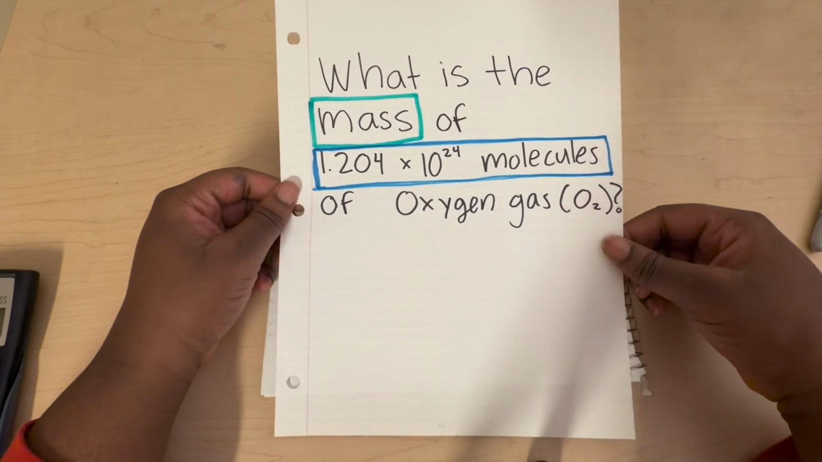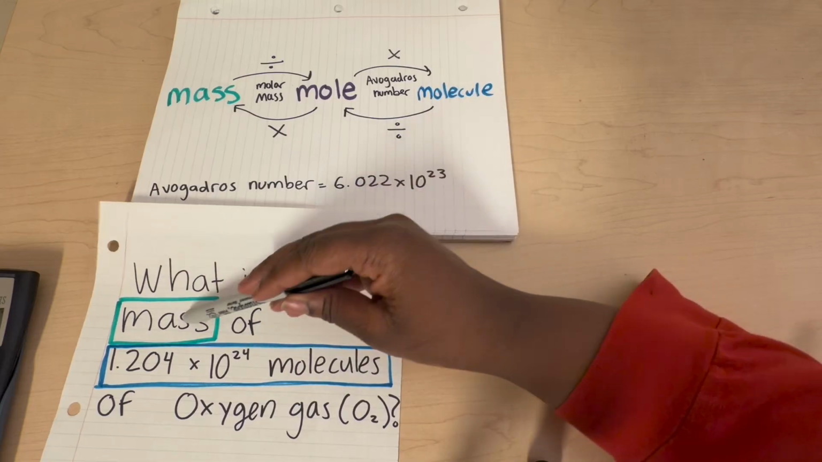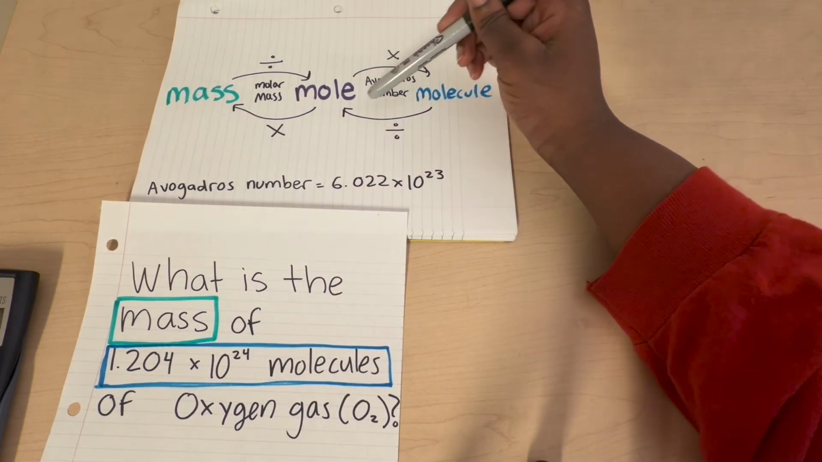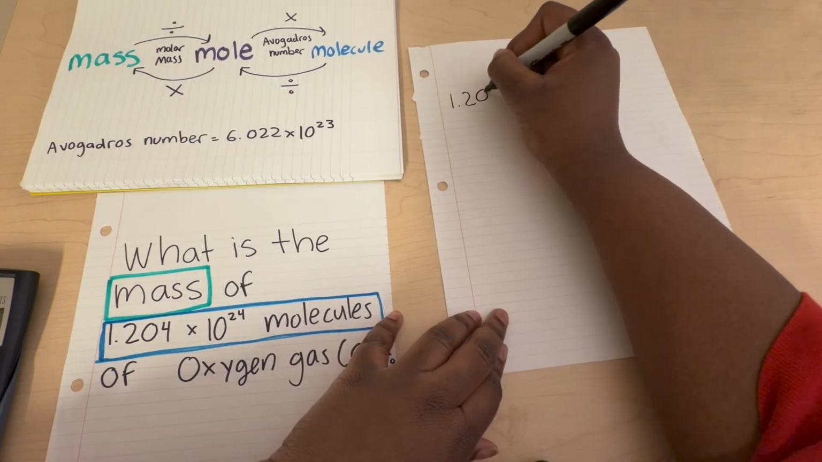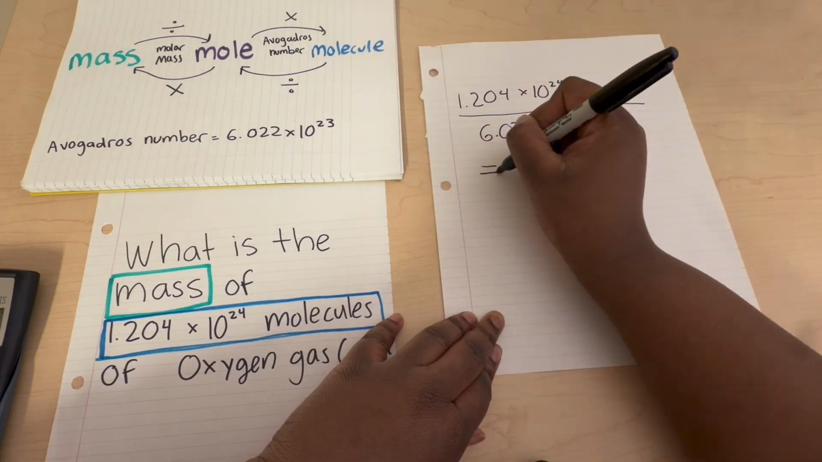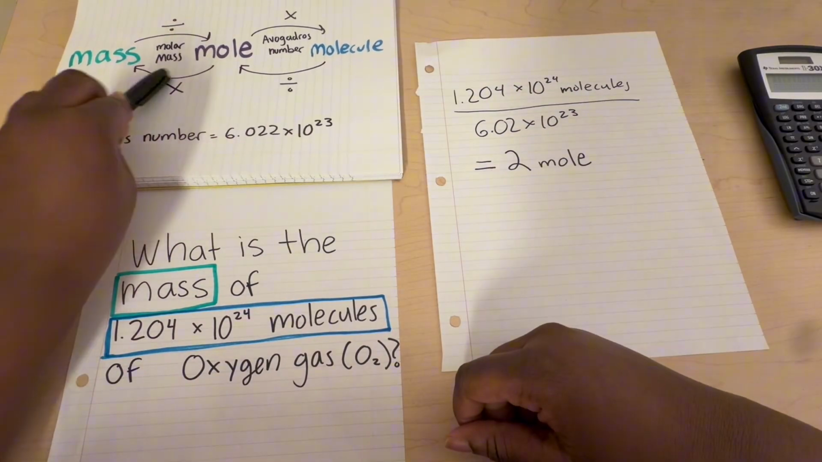Question 6 asks, what is the mass of 1.04 times 10 to the 24th molecules of oxygen gas? In this question, we're going from molecules to mass. So we take our molecules, divide it by Avogadro's number to get the moles, and then multiply it by the molar mass to get the mass. So let's take our molecules and divide it by Avogadro's number to get the moles. Then to get from moles to mass, we multiply by the molar mass.